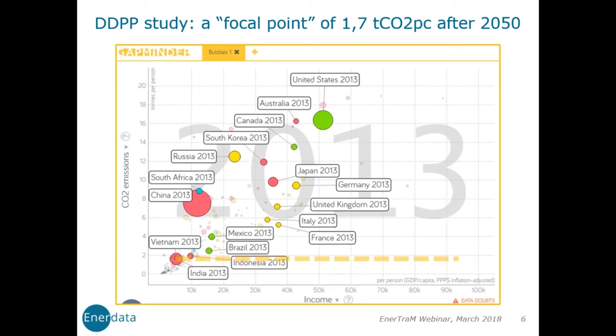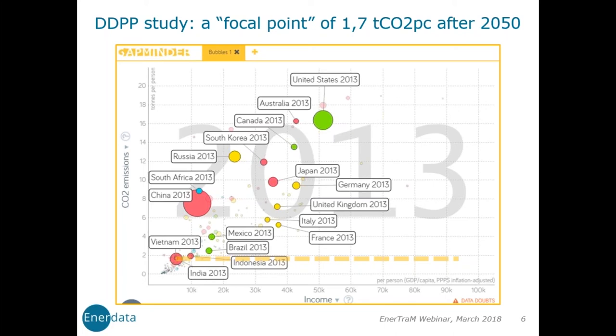This is dealing only with the CO2 emissions of the energy sector. And the illustration is plotting the per capita CO2 emissions of the energy sector of each country against the per capita GDP of these different countries.